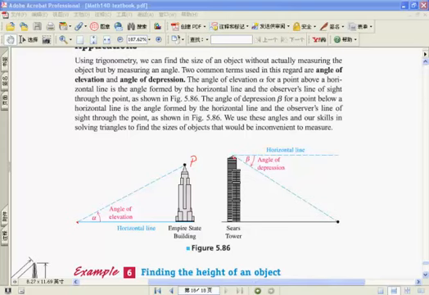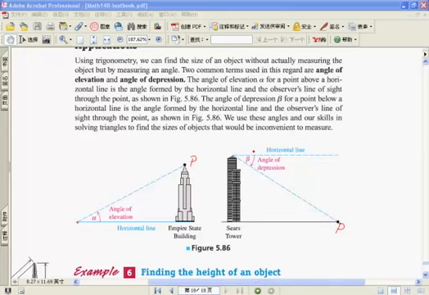Now suppose you stand at the top of a building and you have one point P which is below this horizontal line. Then in this case you may define the angle of depression. The angle of depression is the angle formed by this horizontal line and the line of sight through this point P. So that is this angle beta.